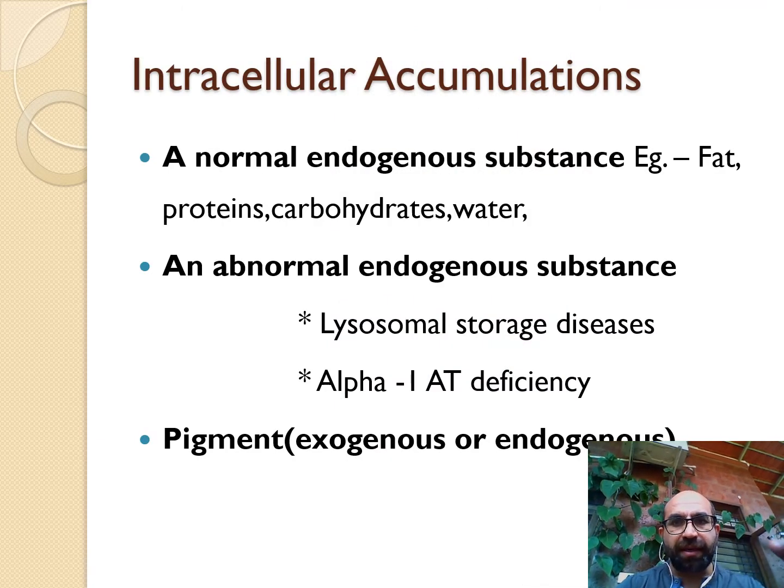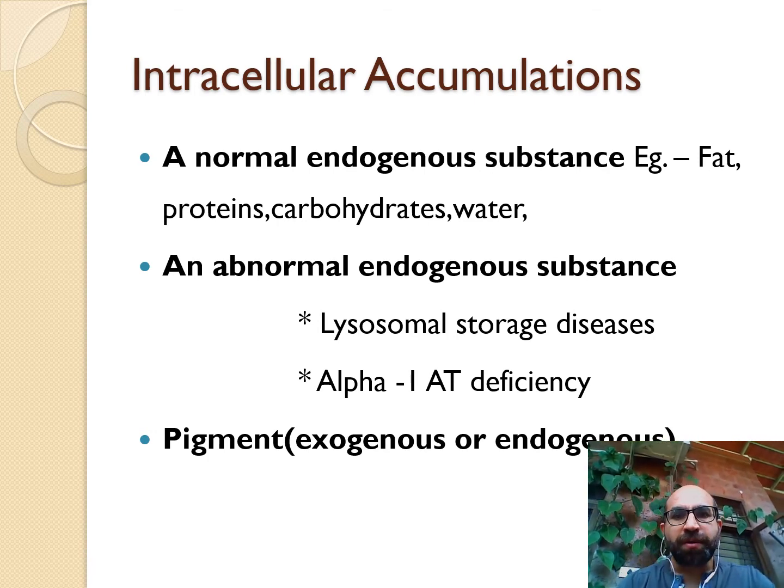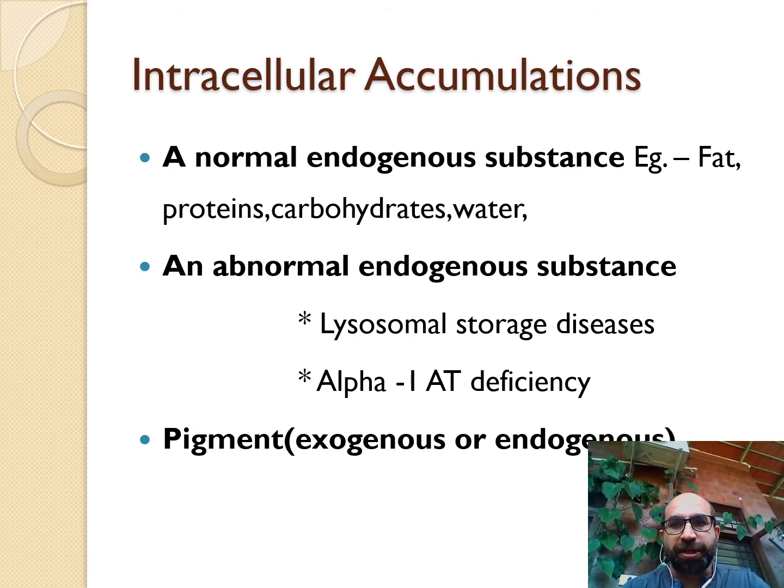So what all things can accumulate? Either fat, proteins, carbohydrates, or water. These are the normal endogenous substances. Sometimes an abnormal endogenous substance, as in lysosomal storage disorders and alpha-1 antitrypsin deficiency, and sometimes pigments. Pigments can be exogenous or endogenous.